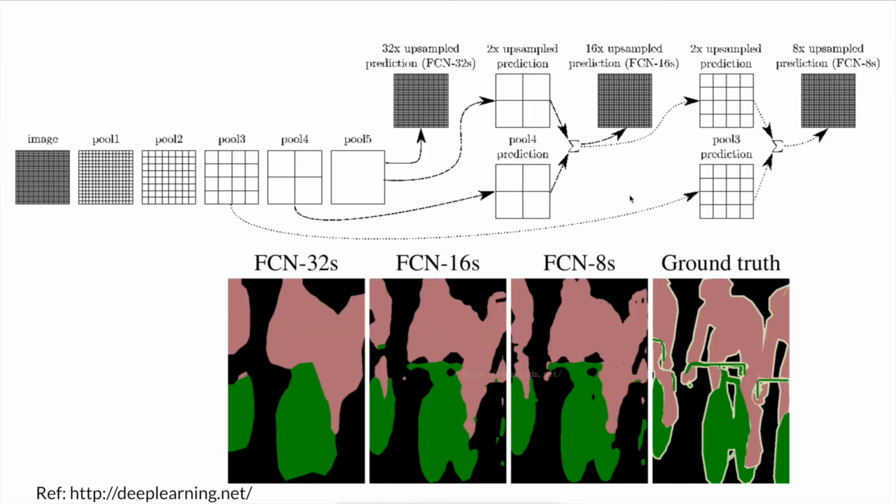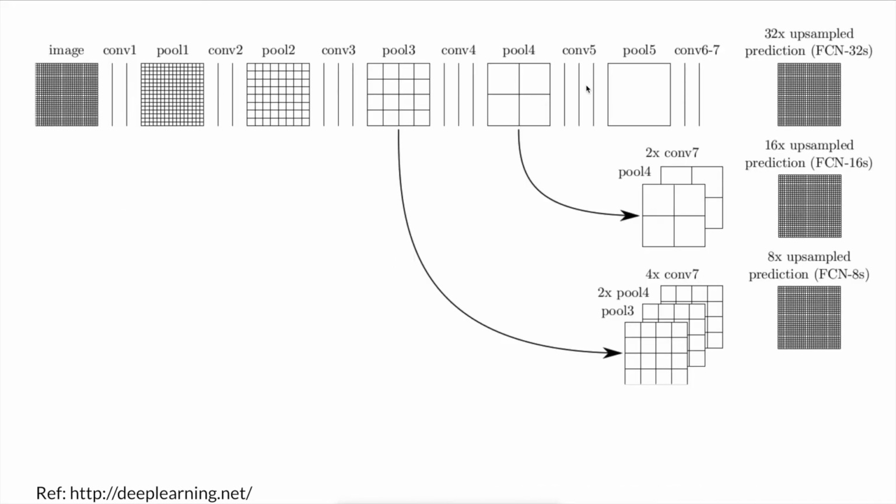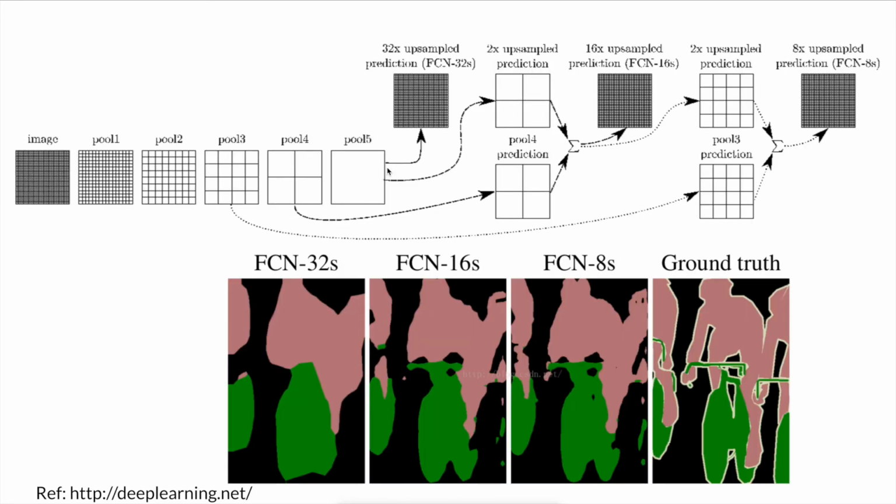Now, this is also the same, but the diagram is different, showing how they are concatenating. So for example, the first layer is directly after pooling number 5, this is pool 5. After pool 5, the output goes through a convolution that gives the 32 upsample result. So here, only the output of the final layer, and we convolve the feature using 32 stride.